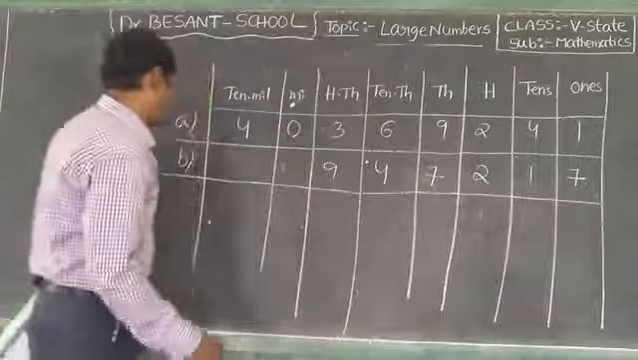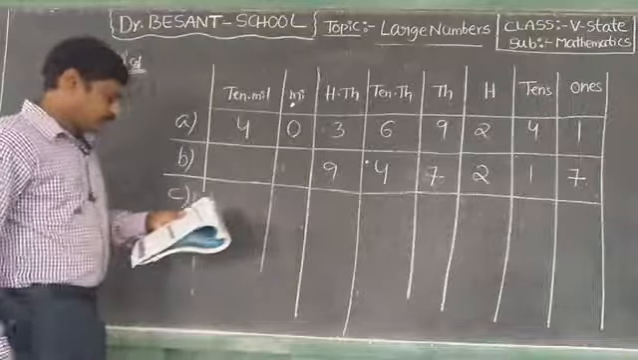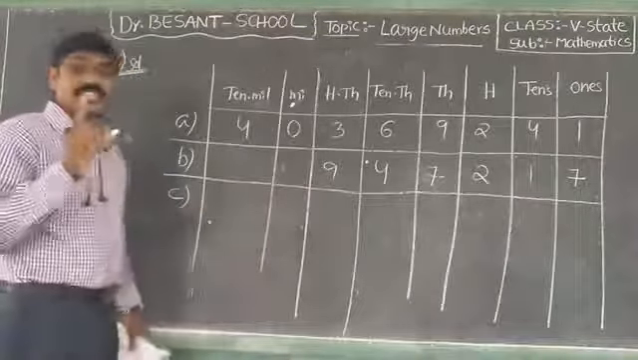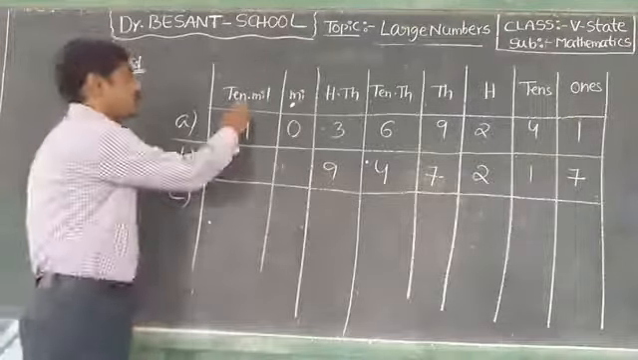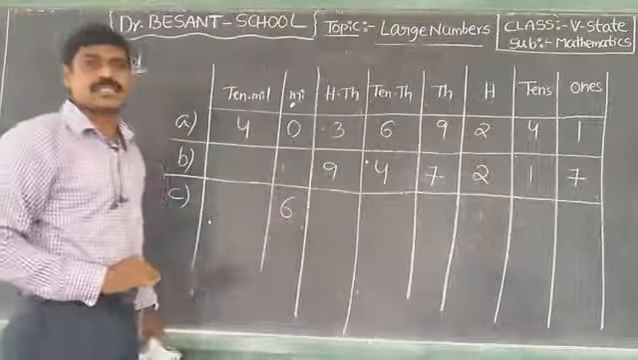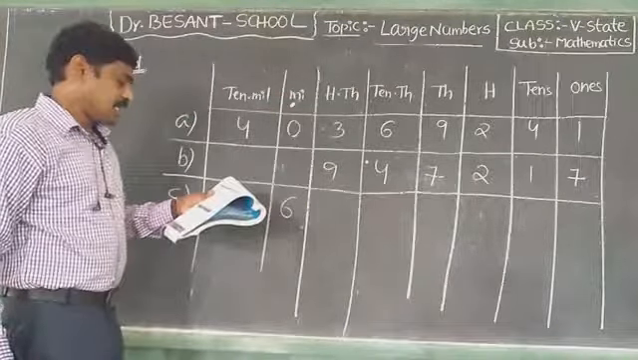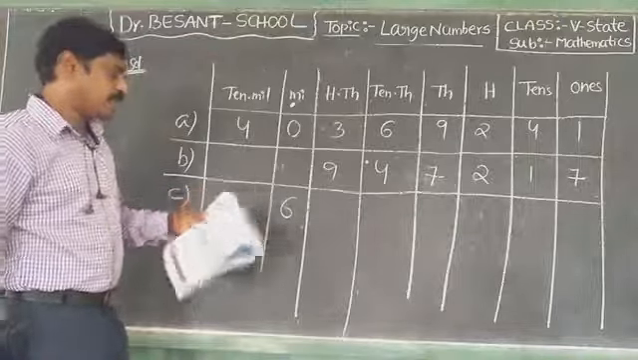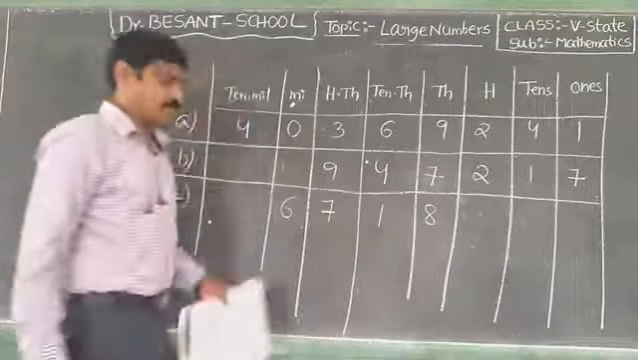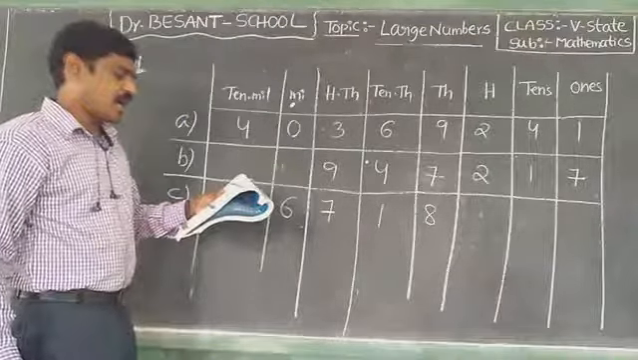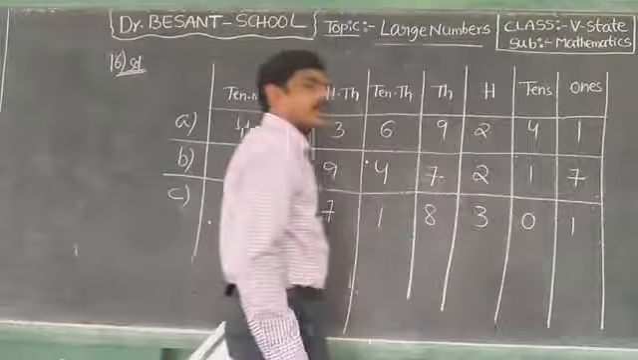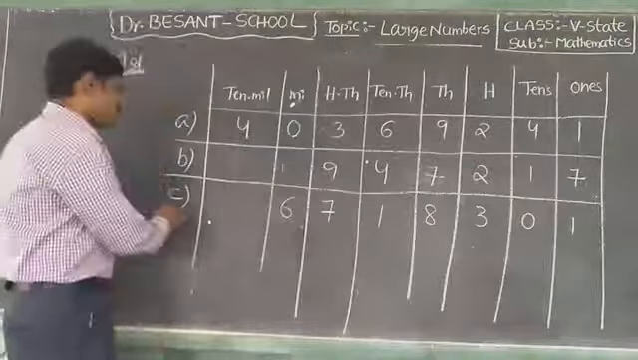Next to C, 6 million. So not 60 million, only 6 million. So the 10 million place we should not write, only 6 million in the million place. 718,000, 301. Okay, so this is the C solution.